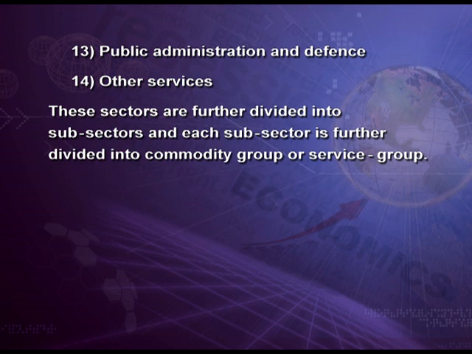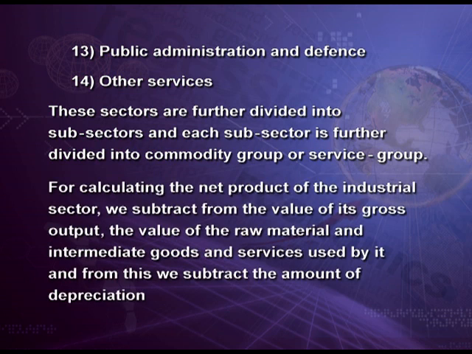These all 14 sectors are further divided into subsectors, and each subsector is further divided into commodity group or service group. For calculating the net product of the industrial sector, we subtract from the value of its gross output the value of the raw material and intermediate goods and services used by it, and from this we subtract the amount of depreciation. For the economy as a whole, we add net products contributed by each sector to get net domestic product.